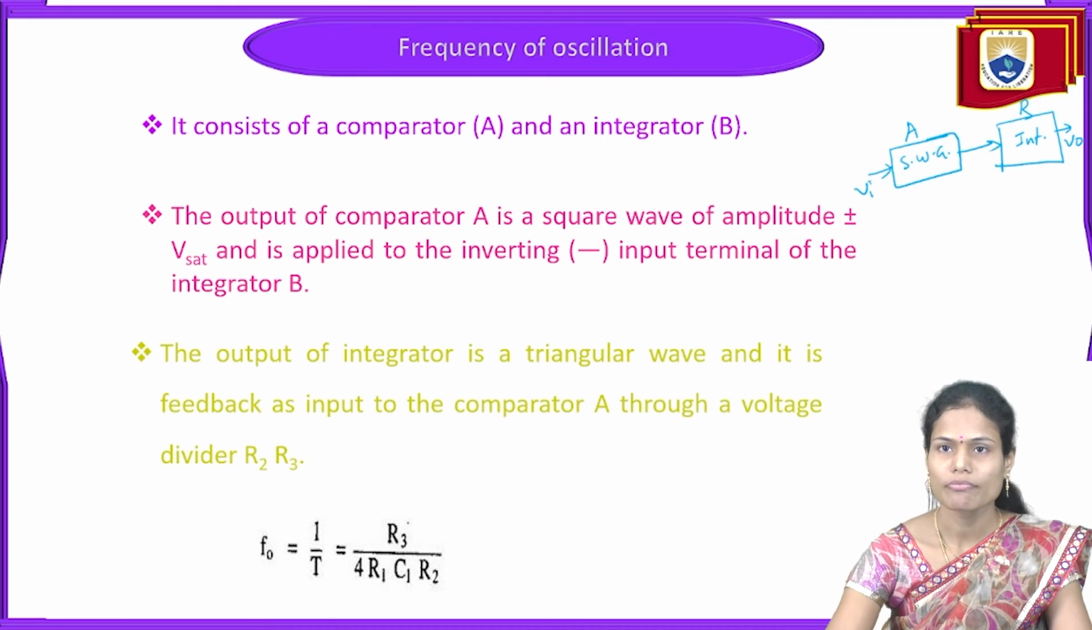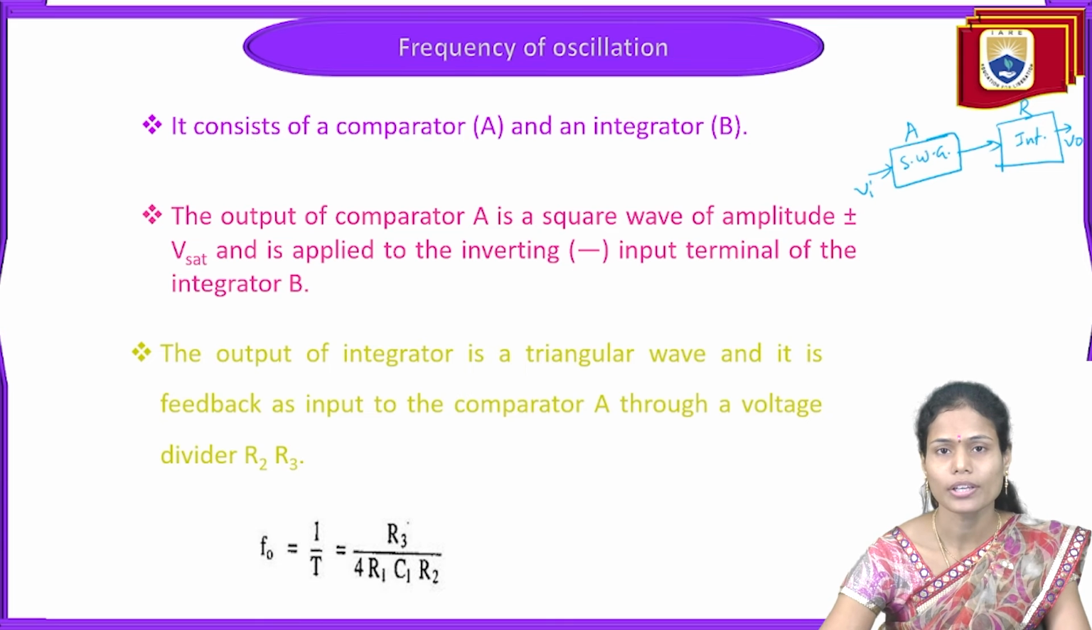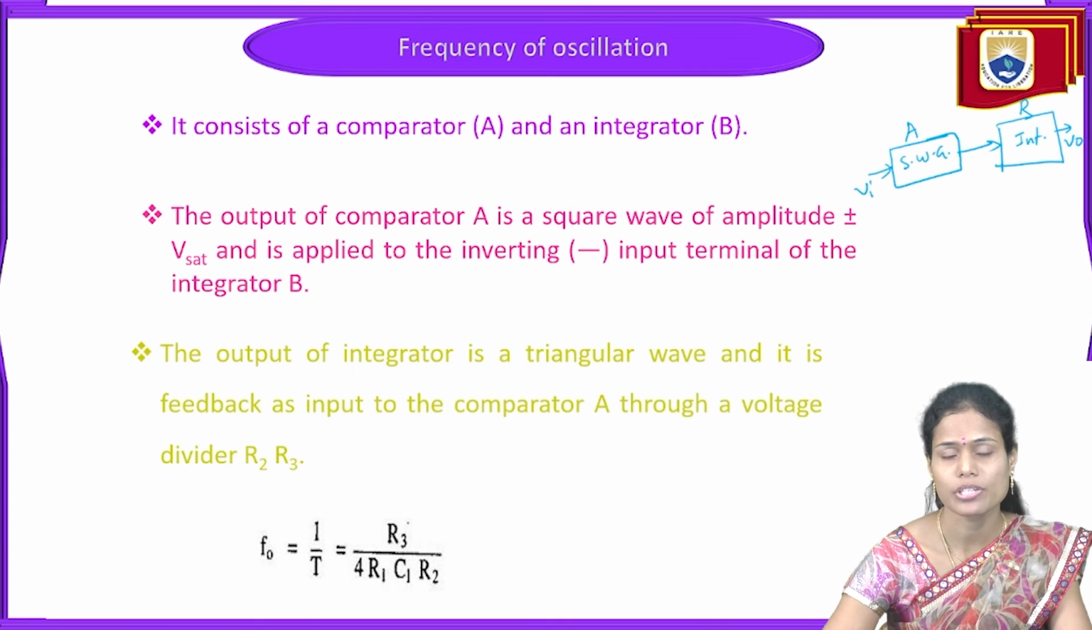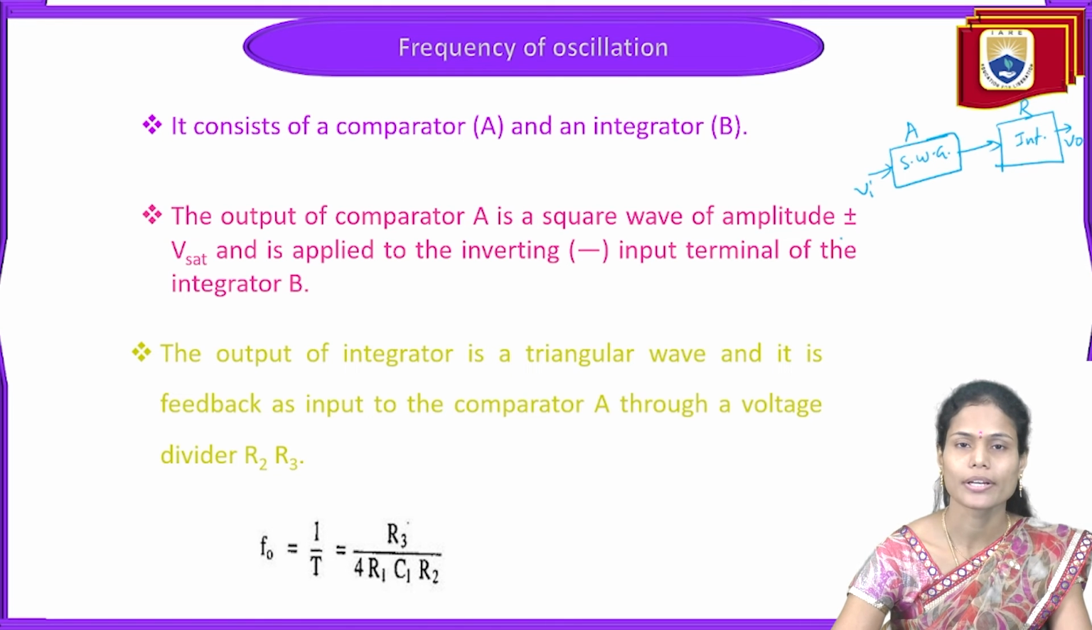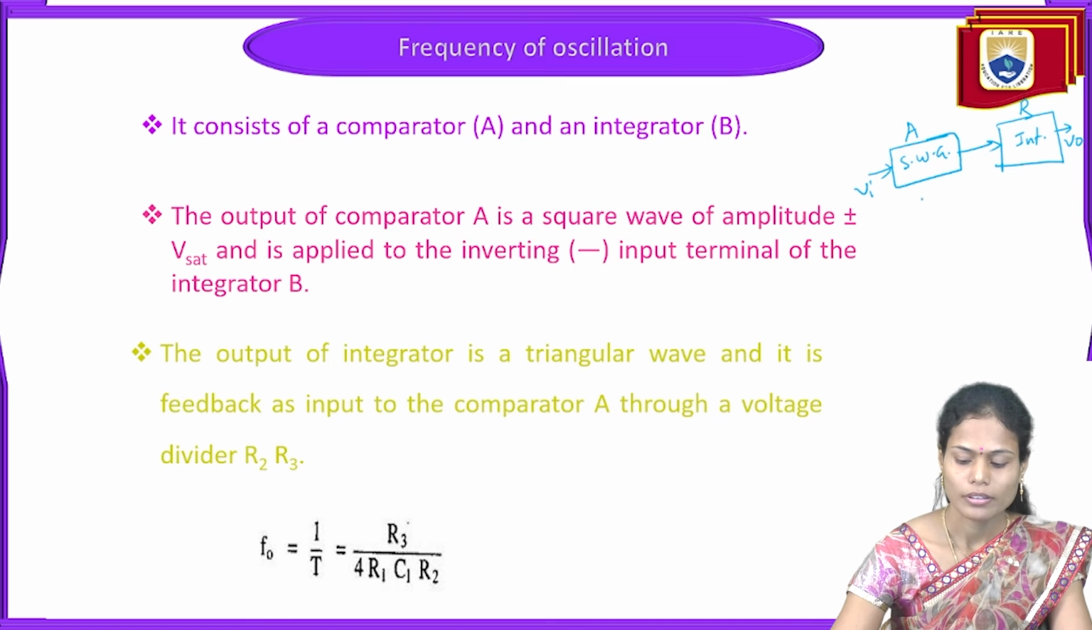The output of comparator A, why am I calling it the square wave generator? Because in the operation of a comparator we always compare the voltages present across the inverting terminal and the non-inverting terminal. Depending upon which voltage is higher, we get the output at the output terminal. So you can also call the square wave generator a comparator circuit. Here we get the output as plus or minus V saturation, and that is applied to the inverting terminal of the integrator.